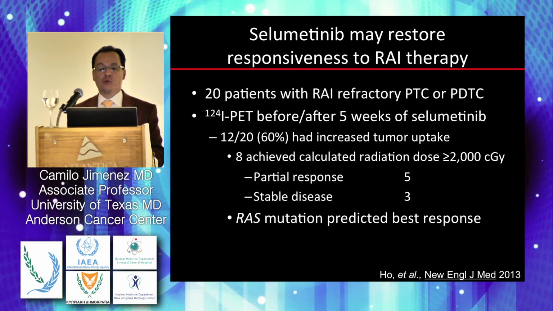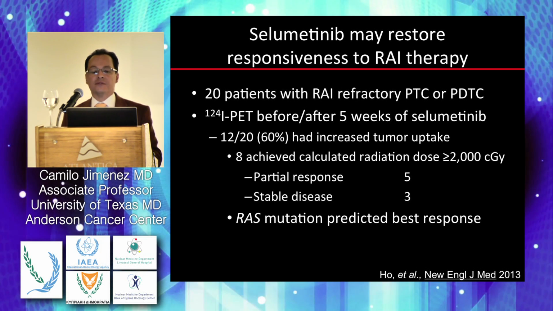They had evaluations with iodine 124 PET before and after 5 weeks of selumetinib therapy. 12 out of 20 of these patients, 60%, had an increased tumor uptake. 8 achieved a calculated radiation dose of more than 2,000 centigrays, and of all these 8, 5 had a partial response and 3 had stable disease when the disease was initially progressive.